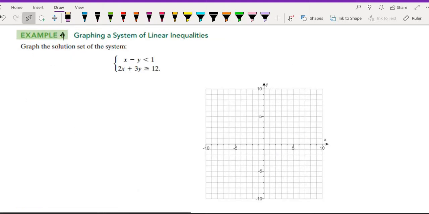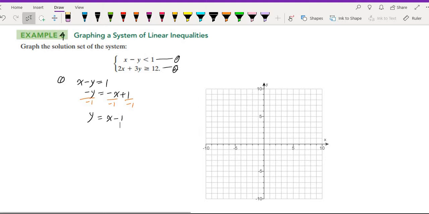Example 4, we have to graph the system of linear inequalities. Okay, let's go ahead and work on the first one. Before we graph anything, write this x minus y equal to 1. And then from here, I can actually rewrite this as negative y equal to negative x plus 1. Now we divide by negative 1 every single term. So then that will give us y equal to x minus 1.